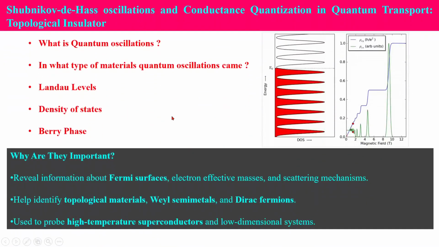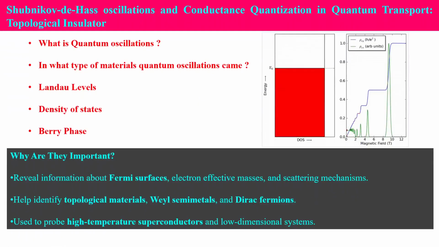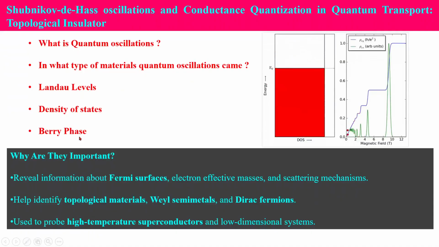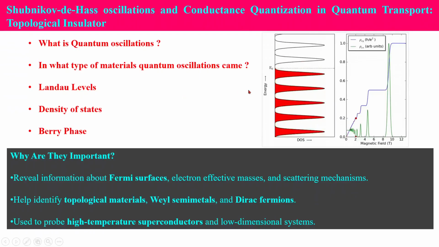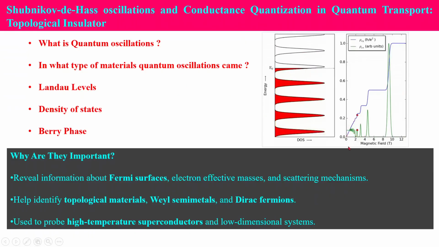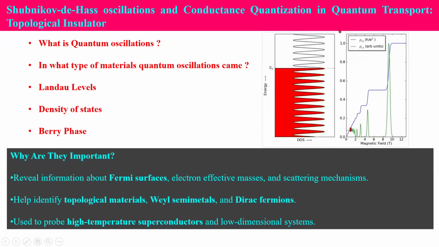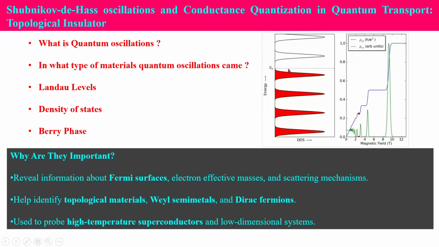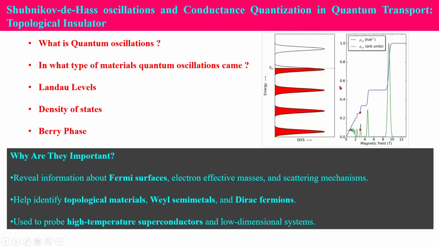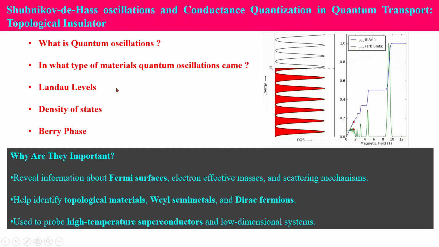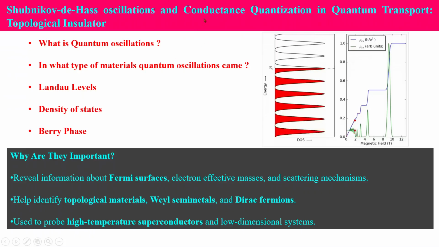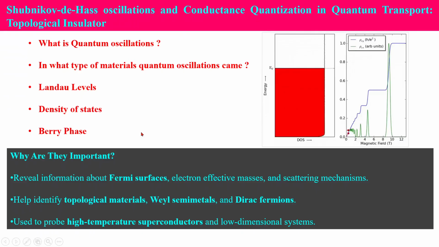The second important thing is the SdH oscillations, and the third one is the conductance quantization in the quantum transport of topological insulators. We are discussing what quantum oscillations are and in what type of materials they occur, and this animation shows the continuous quantum oscillations. We will discuss this graph further in the upcoming slides, including how the Landau levels form, the density of states, the Berry phase, and the importance of quantum conductance and quantum oscillations.